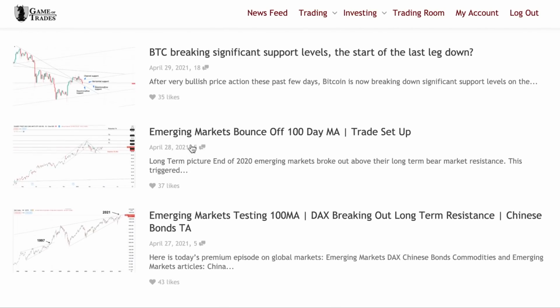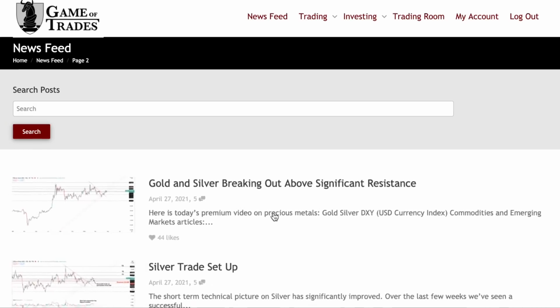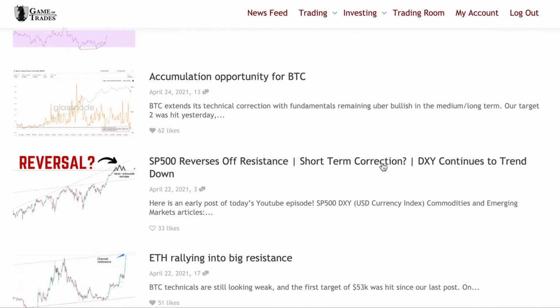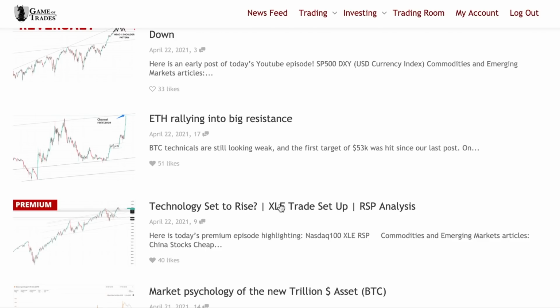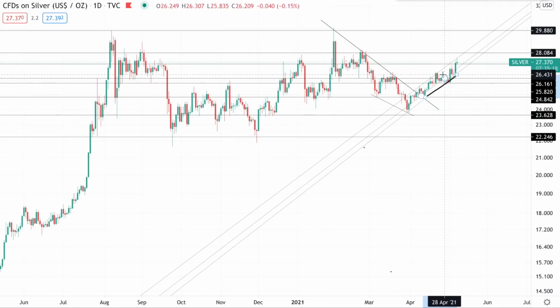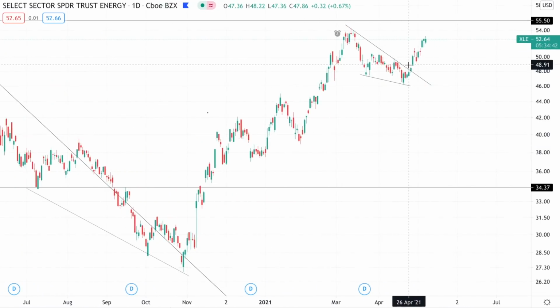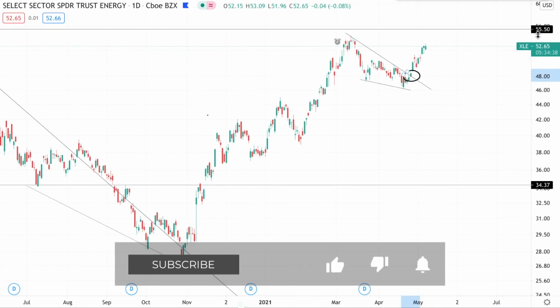Look at this emerging markets trade setup. We also had a trade setup on silver and also an ongoing trade setup on XLE right here. Both trades have been doing extremely well, already hitting our first target on silver, and XLE rallying like crazy ever since that breakout to hit the big resistance level at $55.5.